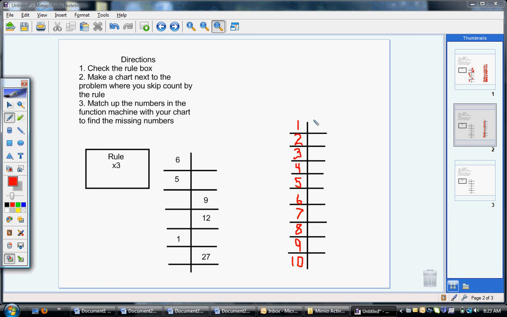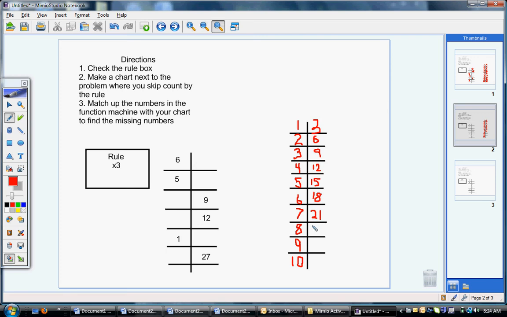So 1 times 3 is 3, and then I just skip count. 3, 6, 9, 12, 15. What comes after 15? If you guessed 18, you'd be correct. What comes after 18? If you guessed 21, you'd be correct. If you're not sure, remember just count on by 3.